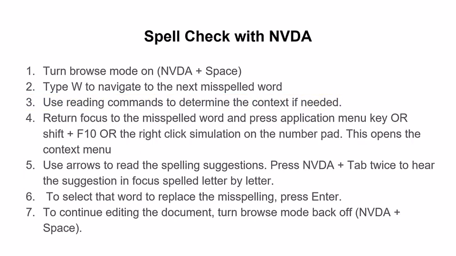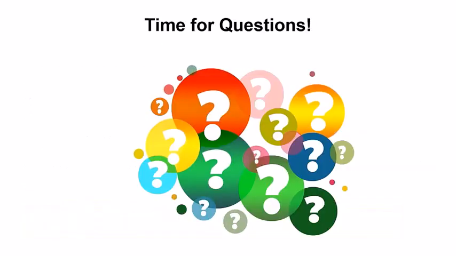Return focus to the misspelled word, and then press the application menu key or Shift F10, or simulate a right click on the number pad. And this will open the context menu. Use arrows to read the spelling suggestions, and then press NVDA plus tab twice to hear the suggestion in focus spelled letter by letter. That's always a good idea. To select that word to replace the misspelling, press Enter. To continue editing the document, turn browse mode back off.